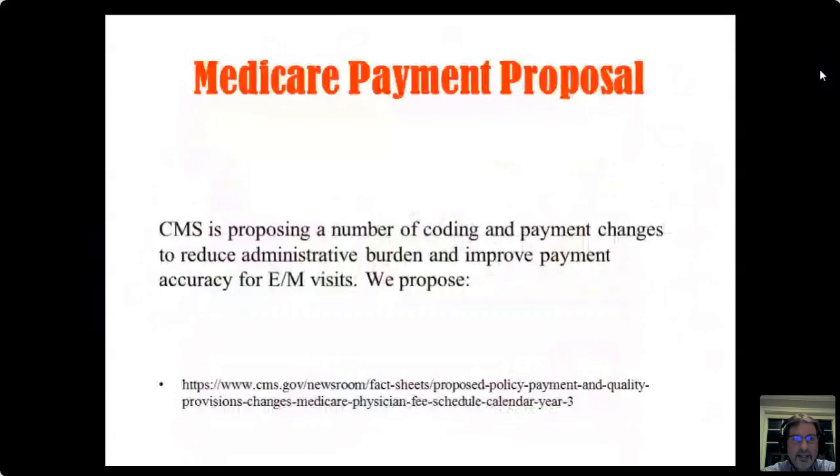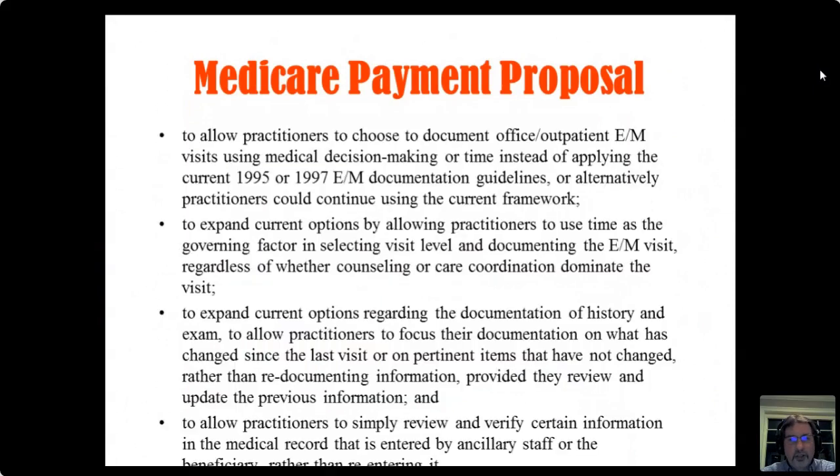But okay, so basically what happened is back 2 years ago in 2018, Medicare proposed changing how they're paying for office visits for the 99,000 codes. Their motivation for changing this, they said, was to reduce administrative burden and improve payment accuracy. This is what they proposed. They wanted to allow practitioners to choose to document office visits using medical decision-making or time instead of applying the current 3 levels of history, exam, and medical decision-making, or you could continue to do that if you wanted to. But they were looking to make it a little bit easier.